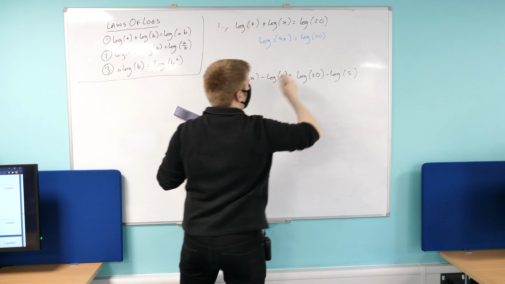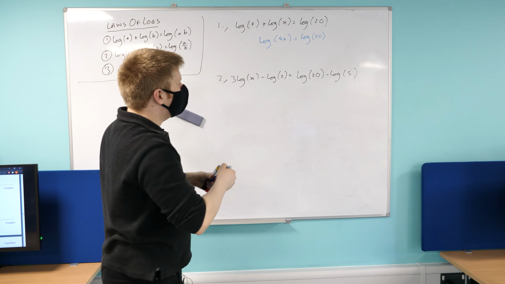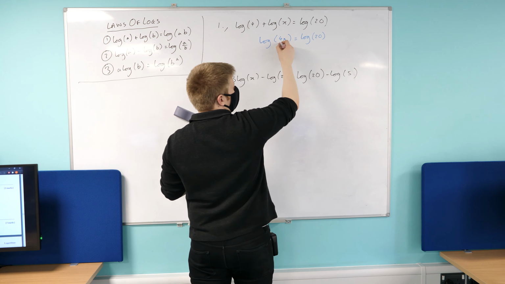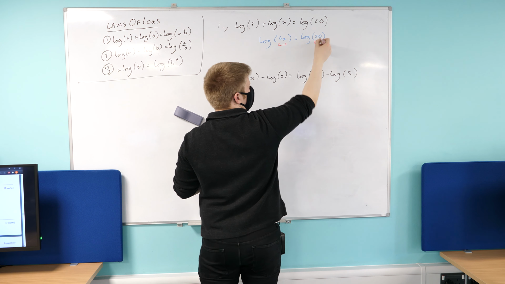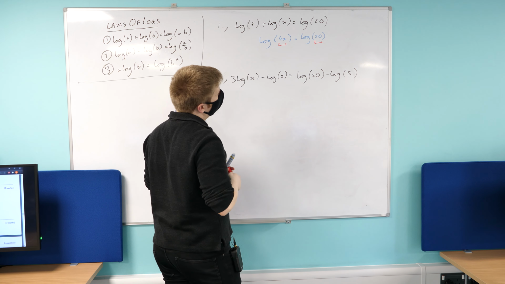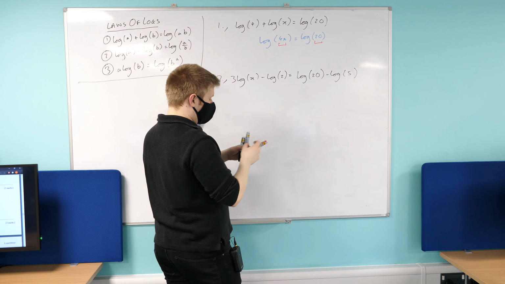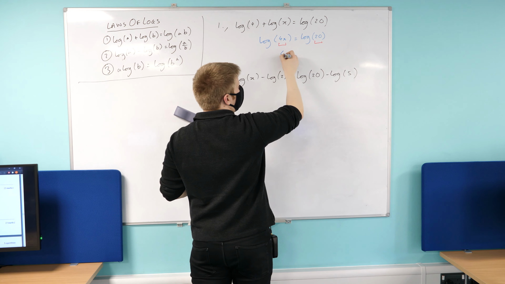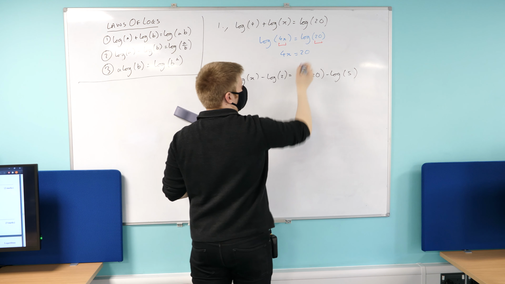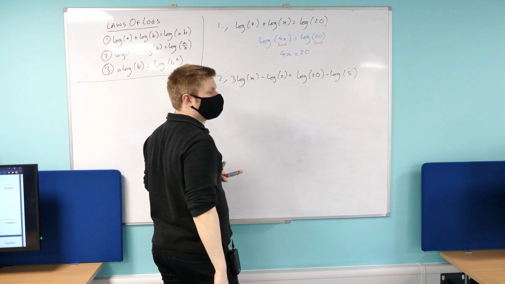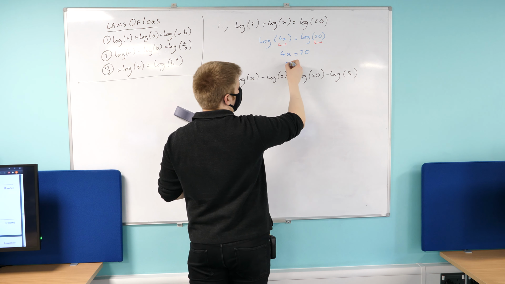Log of 20, perfect. And then, yeah, so you look at that and you go, well, okay, I have log of something equals log of something, right? So log of something equals log of something. The only way that that can work is if 4x is equal to 20. So what did you get x to be equal to? Perfect, well done.